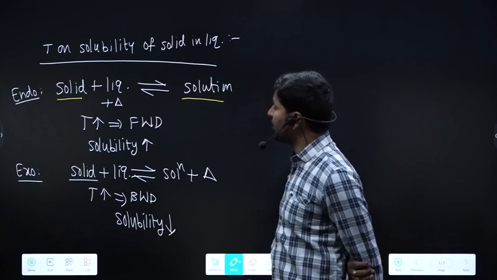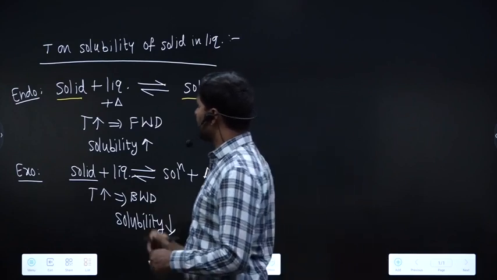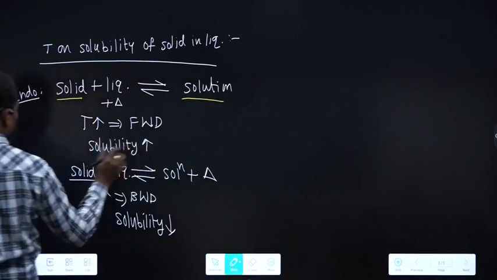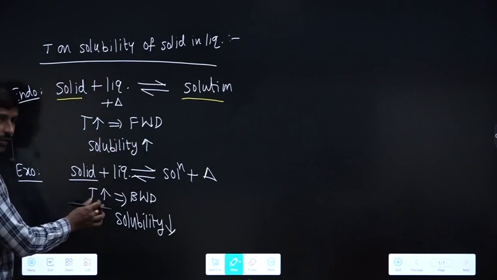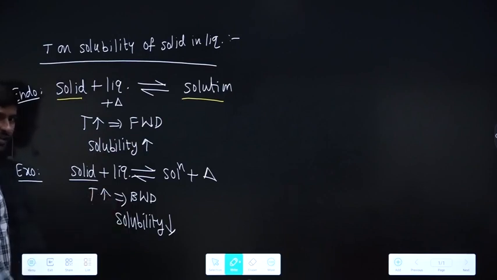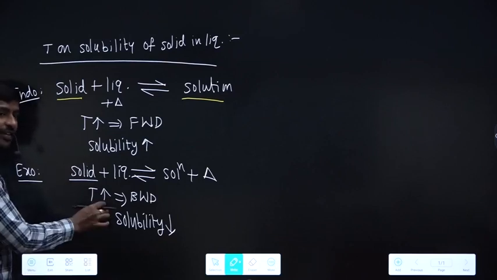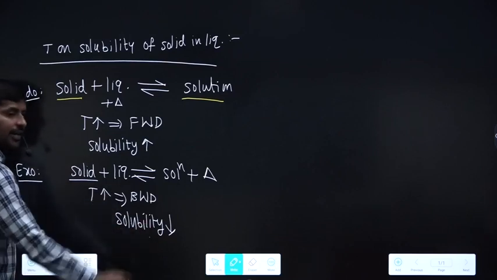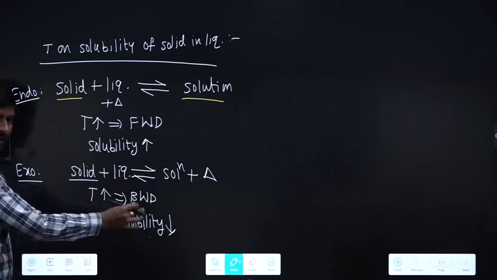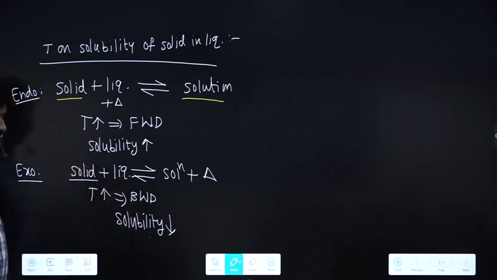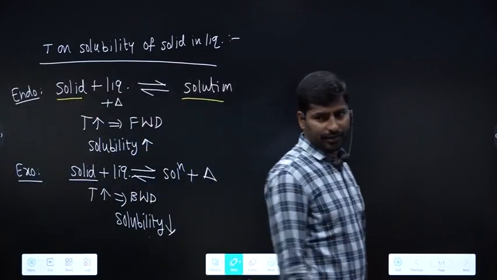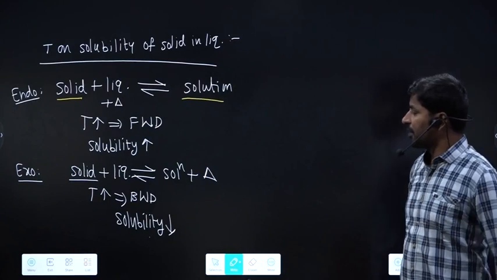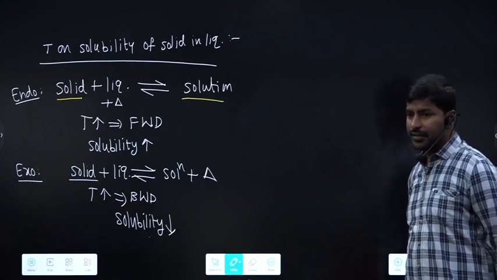If it is endothermic, if you increase the temperature, solubility increases. If it is exothermic, if you increase the temperature, solubility decreases. If you decrease the temperature, what happens to solubility here? Increases. As temperature decreases, solubility increases in the second case.